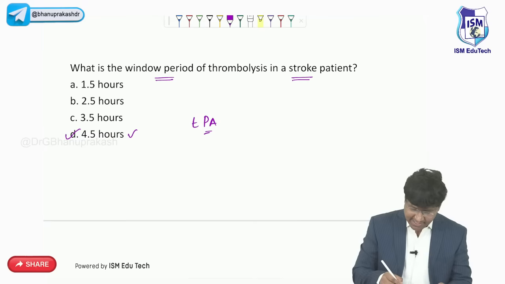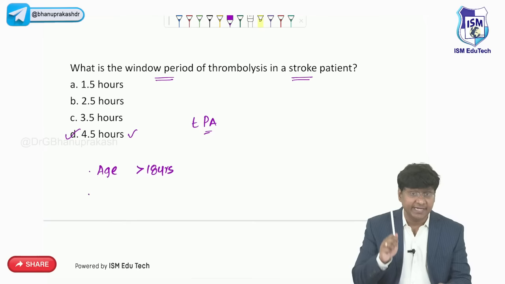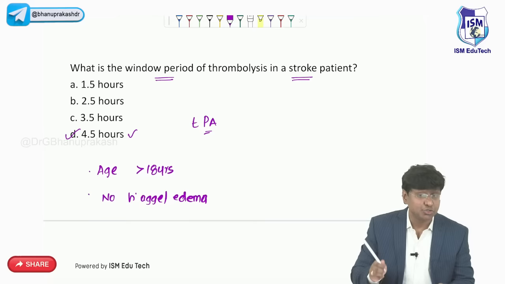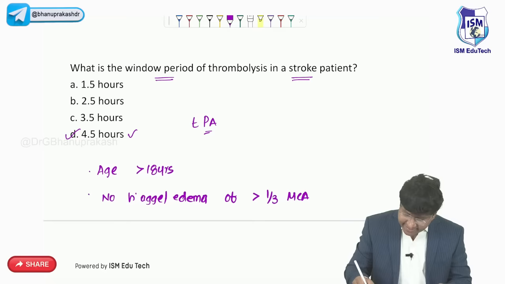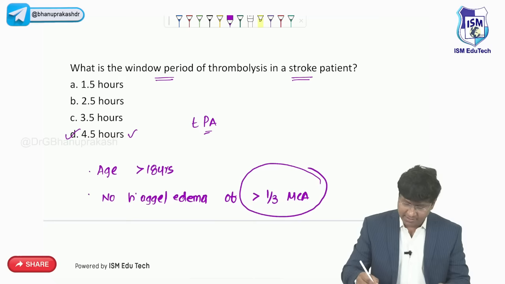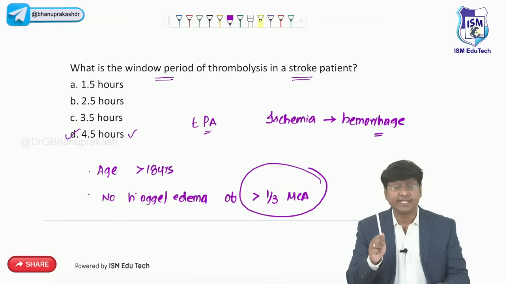That is one important criterion. And the age of the patient should be more than 18 years. Less than 18 years, don't do thrombolysis. Okay. And the next important indication is there should be no hemorrhage or edema of more than 1/3 of MCA territory. Why? If there is a hypodense lesion in more than 1/3 of MCA territory, you should not do thrombolysis. What will happen? This ischemia can turn into hemorrhage if you do thrombolysis when the hypodense lesion is present in more than 1/3 of MCA territory.